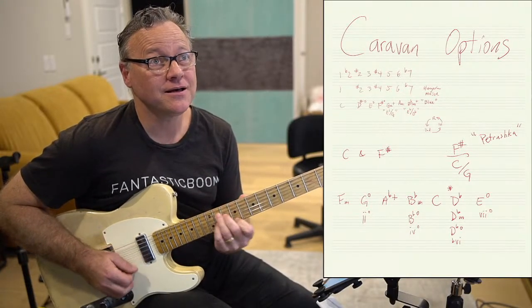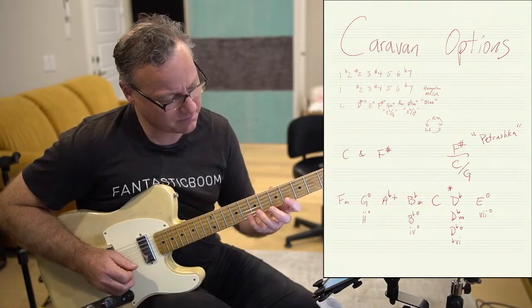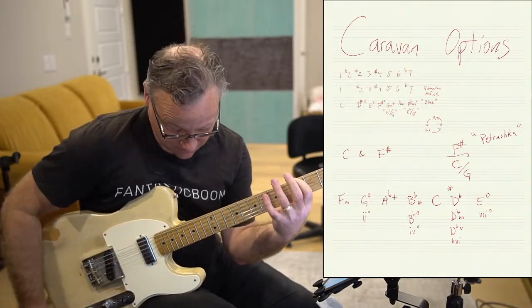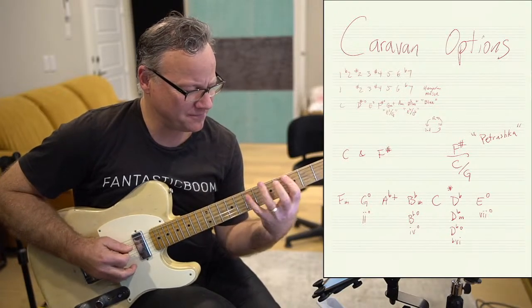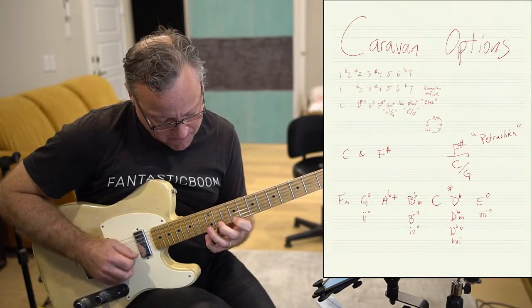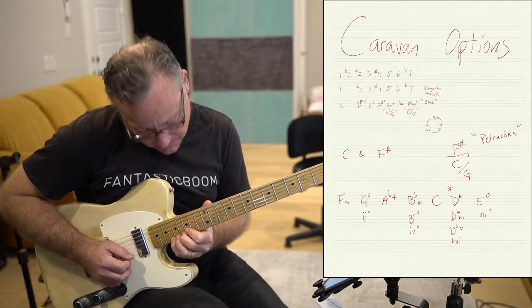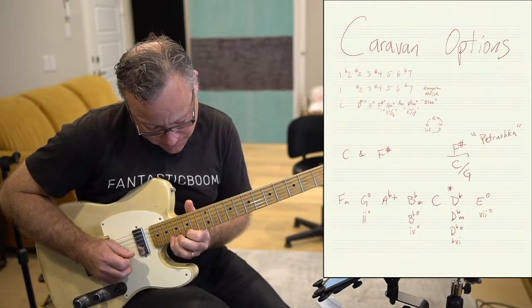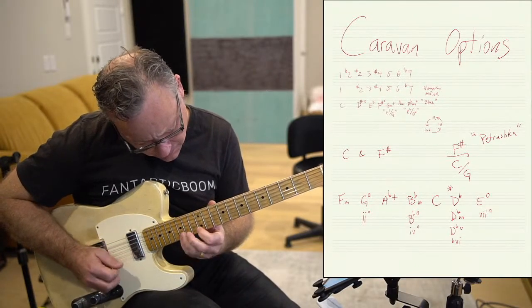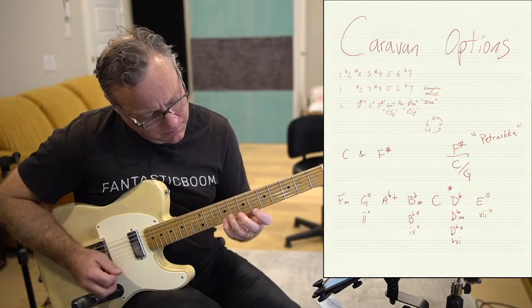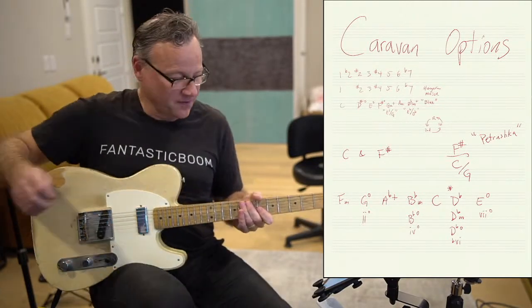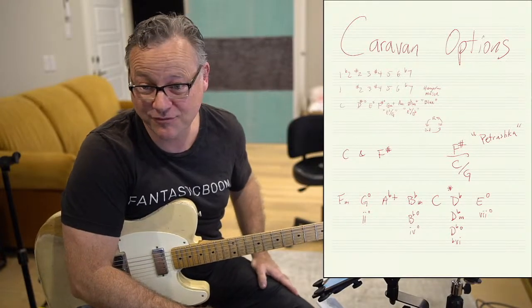Mistake. Good way to practice your triads. You know, C, B flat minor, C, B flat minor, C. Yeah, it's fun, right? You've got some cool options.